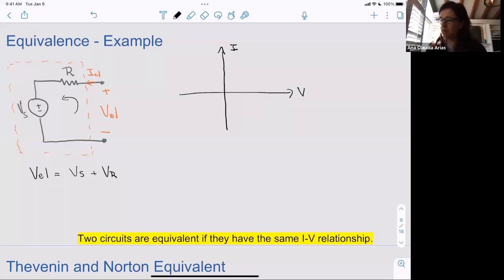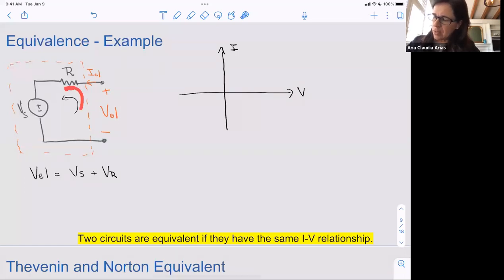Okay, so it makes sense. How did I get there? If you are not seeing it, remember our analysis. We go, okay, what's the voltage across the resistor here, plus the voltage across the source, is going to give the voltage that we measure here, right? That's what we have been doing in class so far.